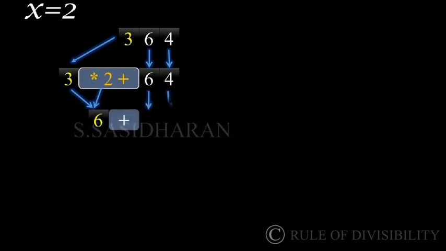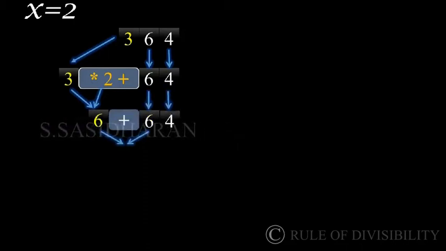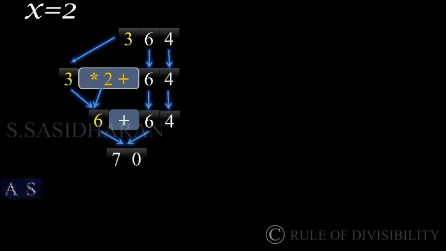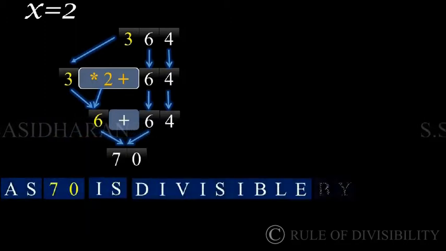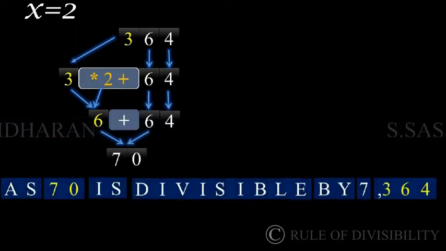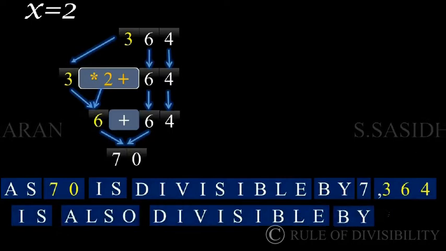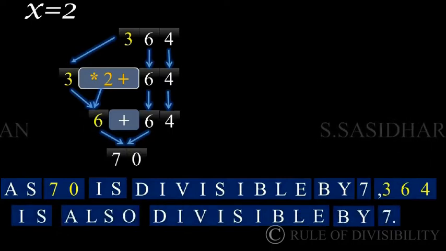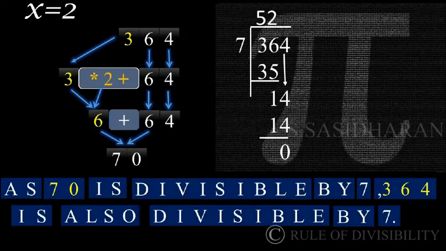Now add this 6 with the remaining 2 digits 64, which is equal to 70. As a result, 70 is divisible by 7, so it is proven that 364 is divisible by 7. We can check this in our normal division also. The answer is the same.